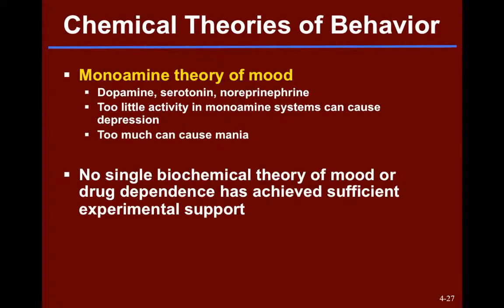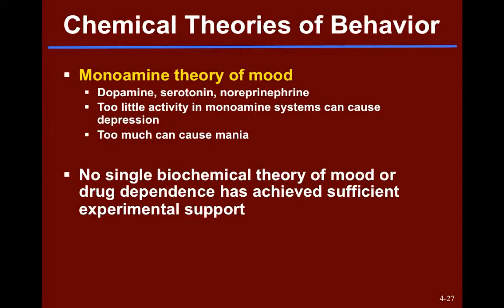A current one that's actually gaining some traction has to do with theories of mood. It's called the monoamine theory of mood. And we're talking about those same neurotransmitters again: dopamine, serotonin, norepinephrine. And we suspect that too little activity in these systems can cause depression, and too much can cause mania.